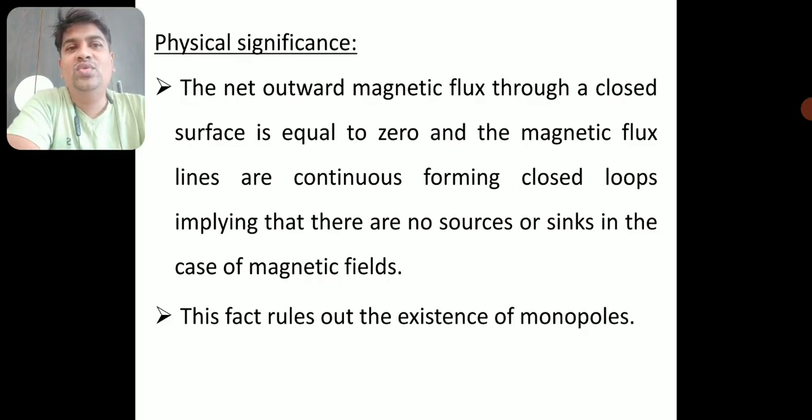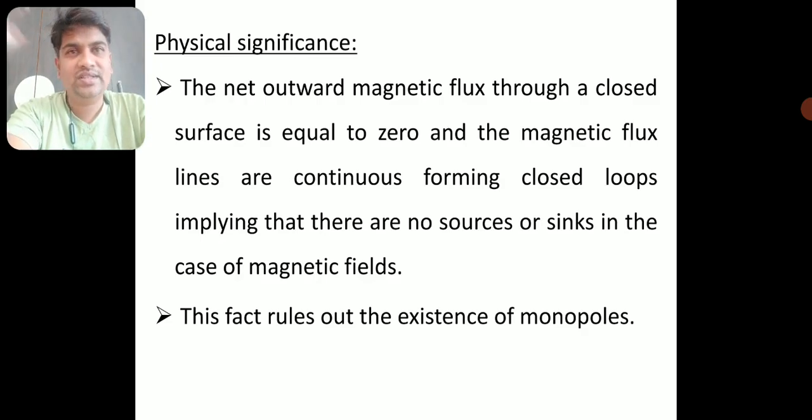This fact rules out the existence of a monopole. It rules out the existence of the North Pole alone or the South Pole alone. They exist together. The poles of the magnets, north and south, exist together. So monopoles do not exist in the case of magnetic field, whereas that can happen in the case of electric field. Even a positive charge can exist alone in the case of the electric field.